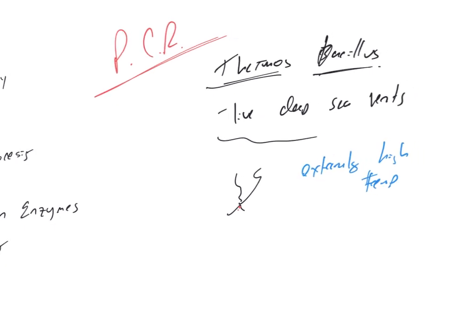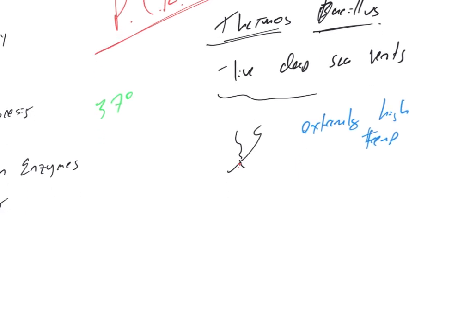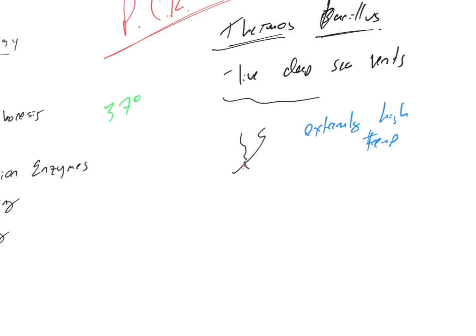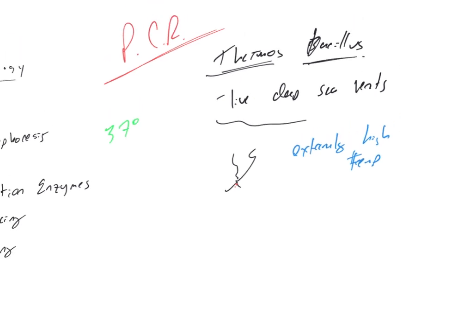Well, clearly they have to divide. They have to grow, which means they have to replicate DNA, which means their enzymes operate at very high temperature. As we know, human enzymes like to operate at 37 degrees Celsius. But we like 37 degrees Celsius for our enzymes. So what scientists did was they realized, hey, I can use this.